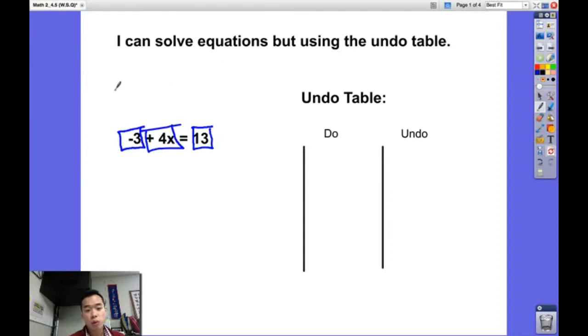So if I were to describe this to you, I would say that here's my number. It gets multiplied by 4, and then it gets added to -3. The result is 13.